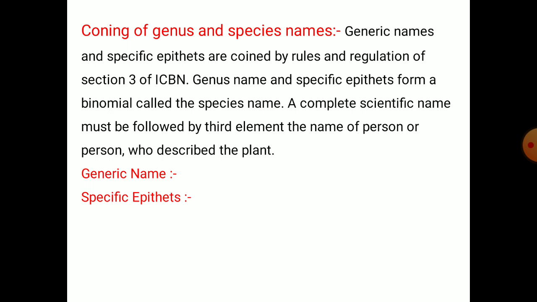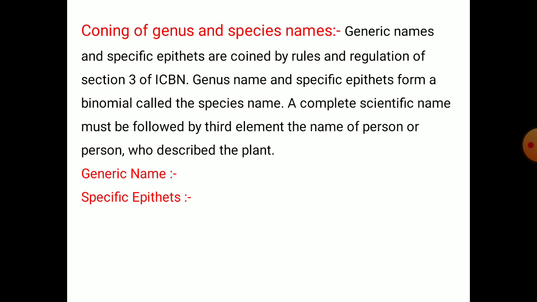So the precaution that we should follow while coining the name is that the generic name should have a Latin diagnosis, meaning there should be a Latin name, that is, Latinization should be there. Italics should be used. But if it is not in italics, the generic name and the specific epithet should be underlined. These are the rules and regulations.